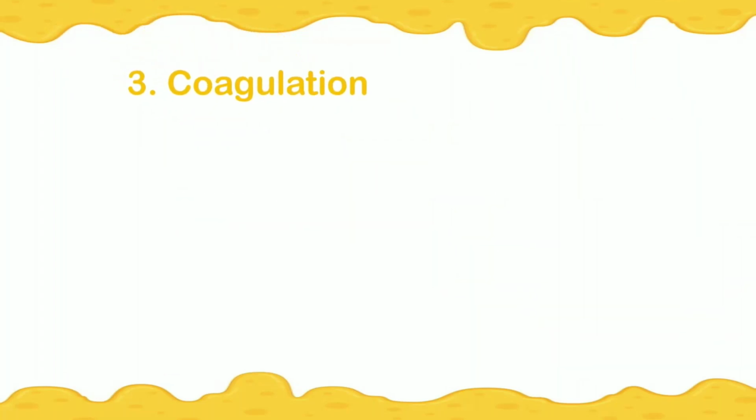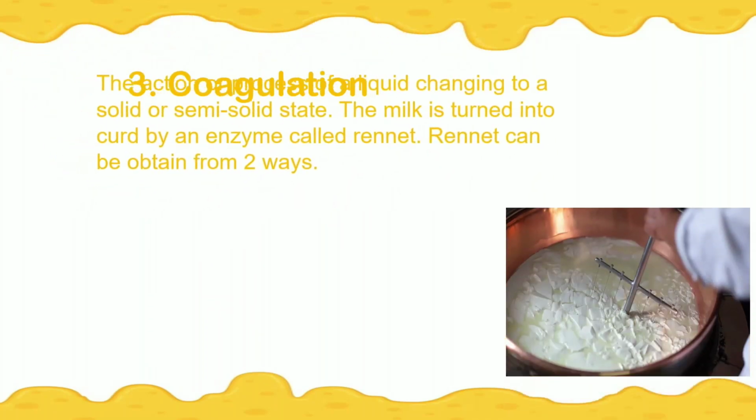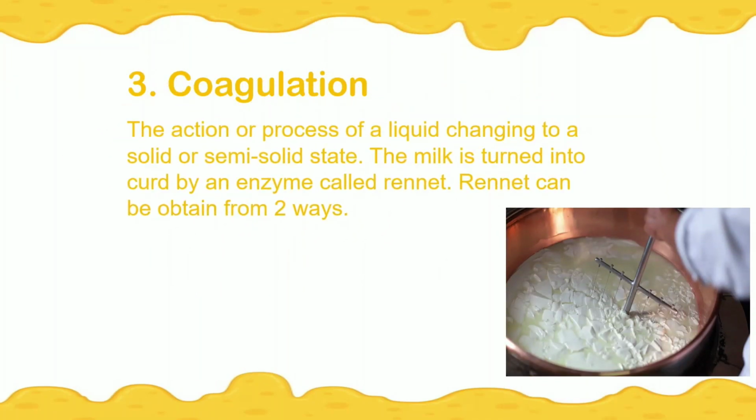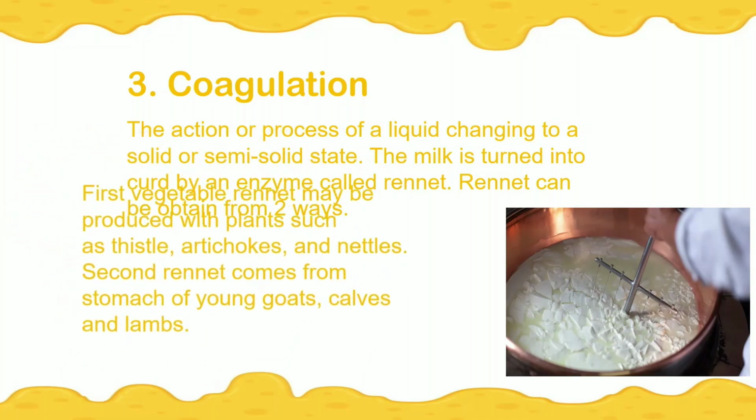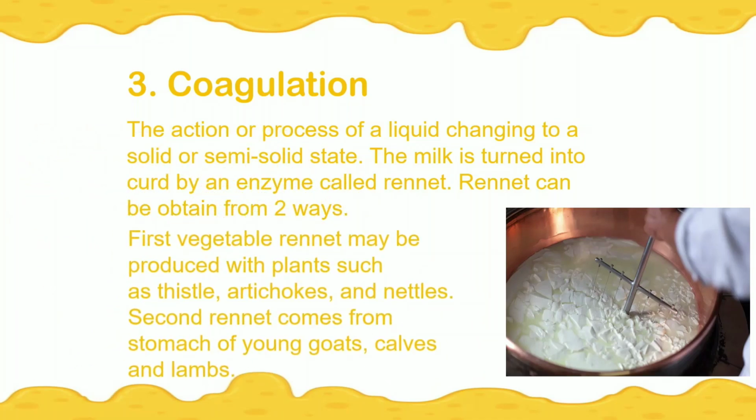Third one is coagulation, the process of liquid changing to solid or semi-solid state. For example, curd. We add starter culture in milk and it turns into semi-solid state called curd. In cheese making process, we add rennet for the coagulation process.